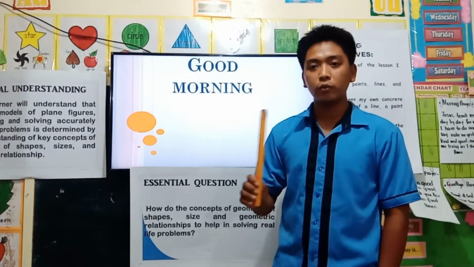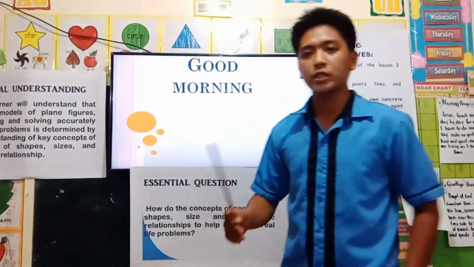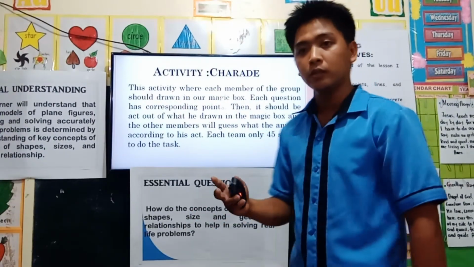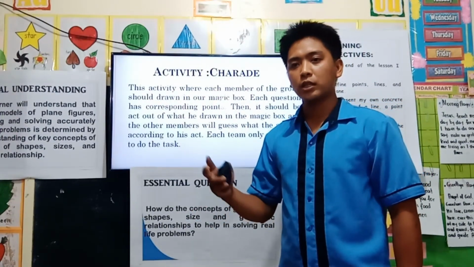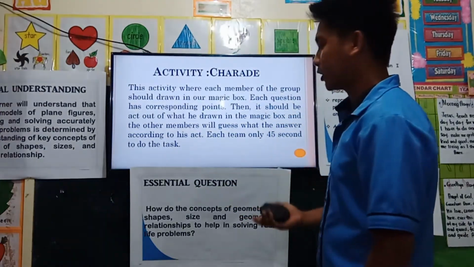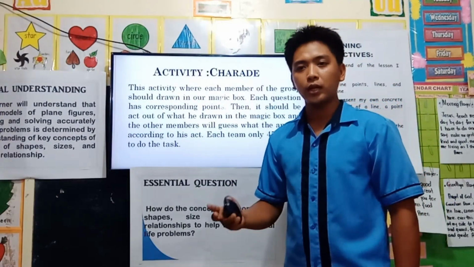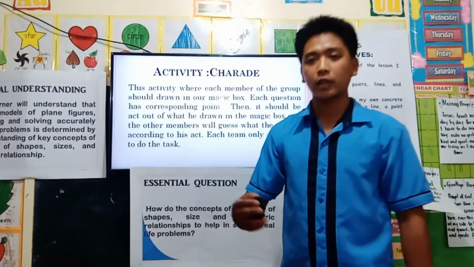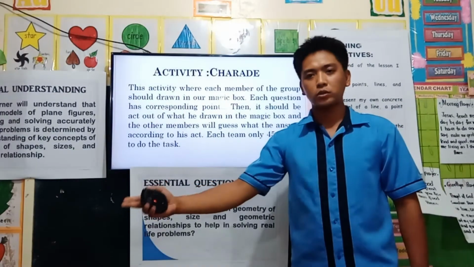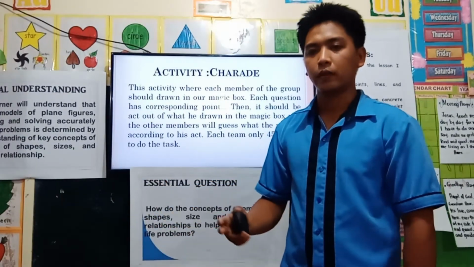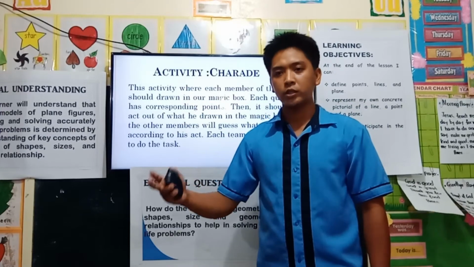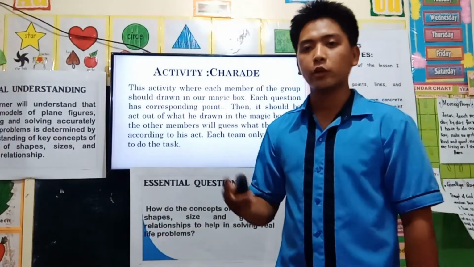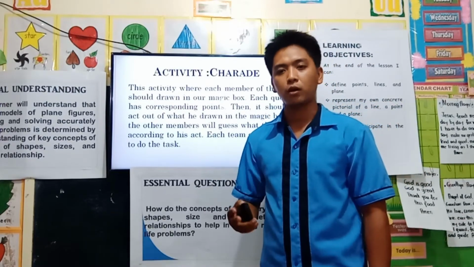Before we're going to start our lesson, let's have first an activity. Now, class, I have here an exciting activity. This activity is called charade. But before that, let's group yourselves into 4 groups. Kindly count 1 to 4. And then go to your respective group, select a secretary, and write your name in a 1/4 sheet of paper.